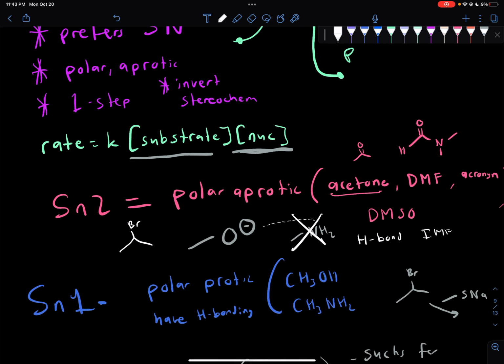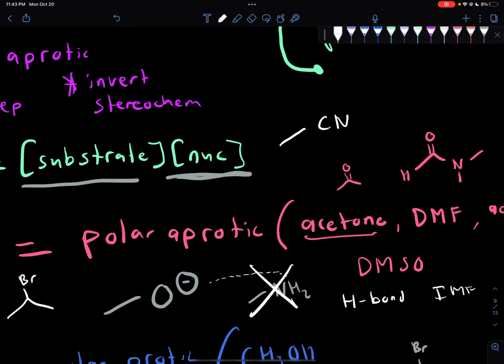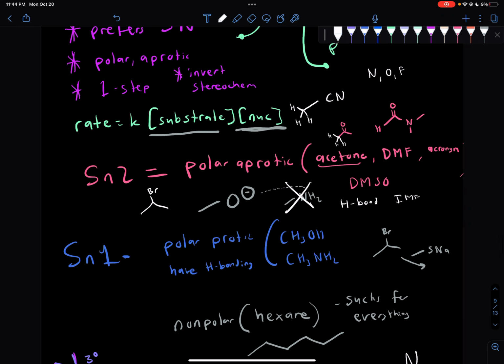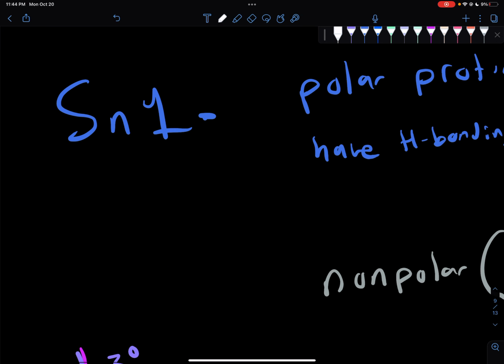So aprotic, but still polar. You can have this right here, acetonitrile, which is good. There are hydrogens here, but these are bonded to carbon, so there is no opportunity for H bonding, right? H bonding means that the hydrogen is bonded to N, O, or F originally. So this is fine. Or if you look at this, same thing. Our H's are on our carbon. It doesn't matter.